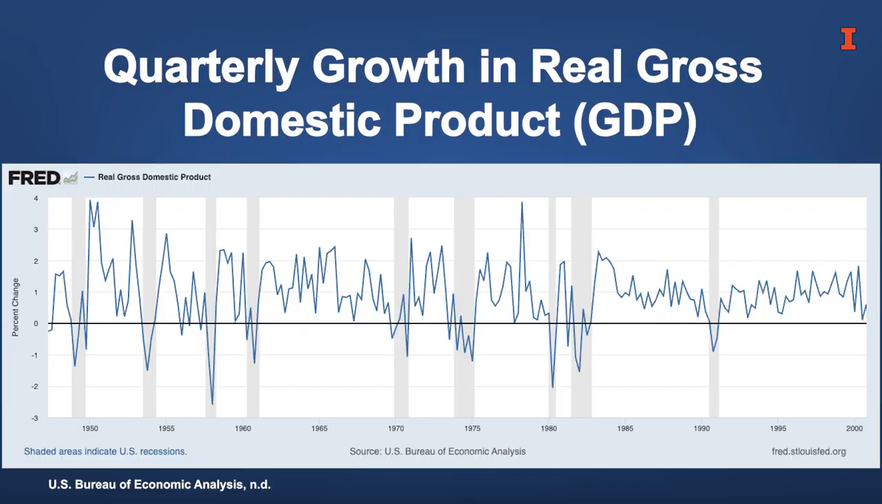Let's take a look at this in the data. The graph shows quarterly percent changes of growth in real GDP. During recessions, the shaded areas, real GDP growth is negative. You can see that GDP fell by as much as 1% during each quarter of 1974.